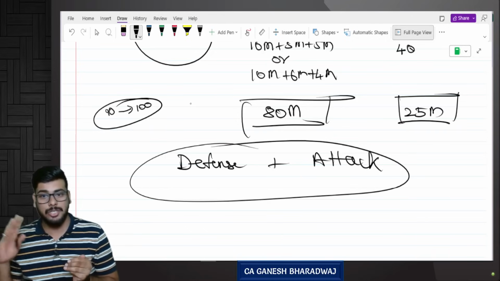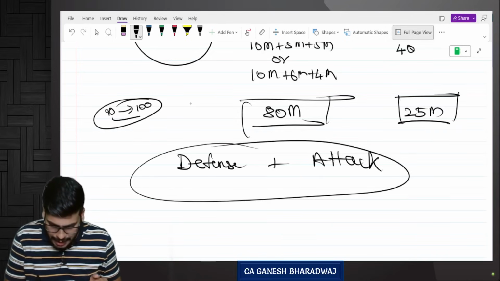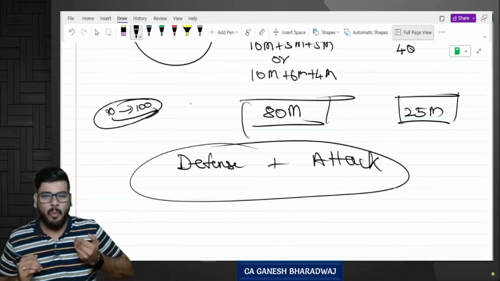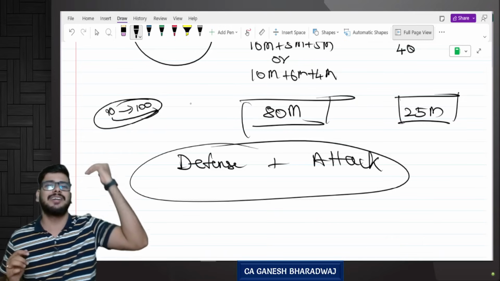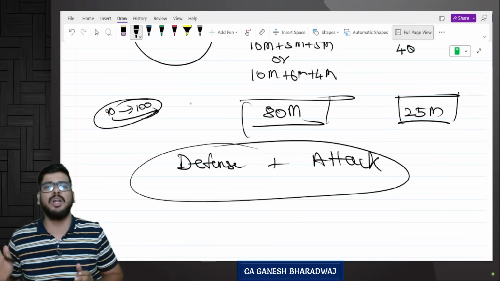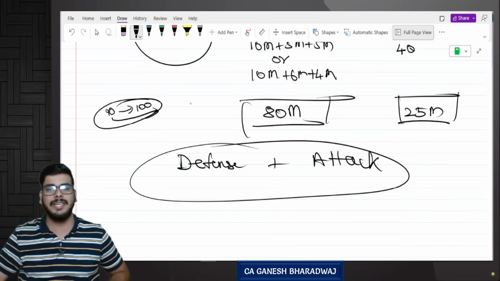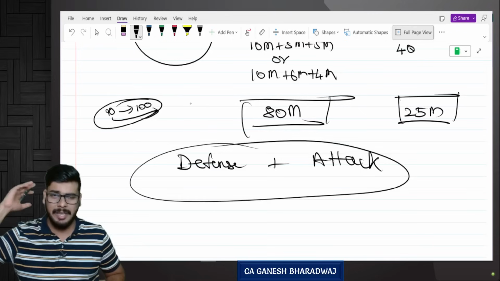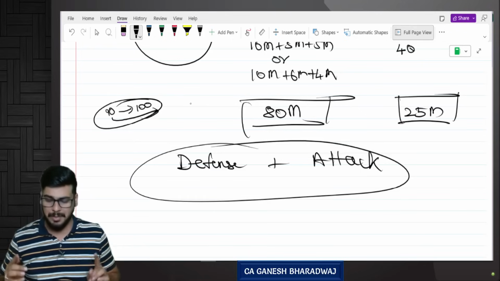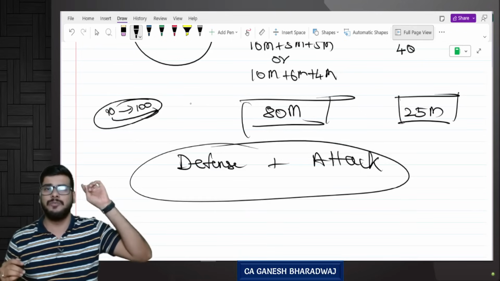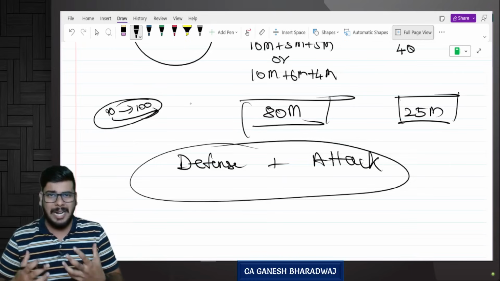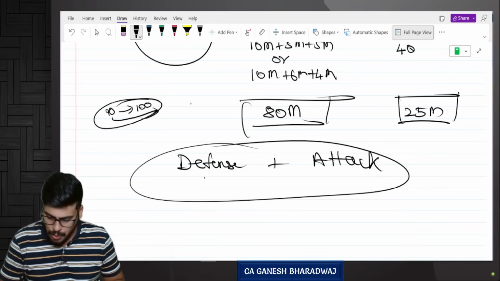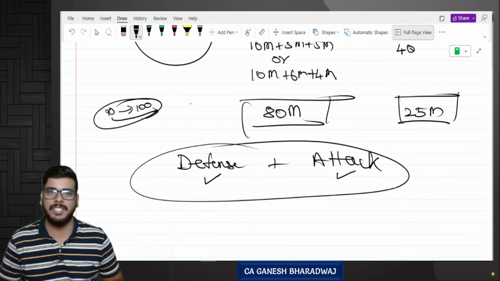Here, the intention is not to score more runs. Somehow they need to cross this 100 mark. Once they cross this mark, 100, they have achieved their purpose. What they will do now is start attacking and hit the ball for a 6 or 4, as the case may be. So in every successful battle or every successful game, you require both defense as well as attack.